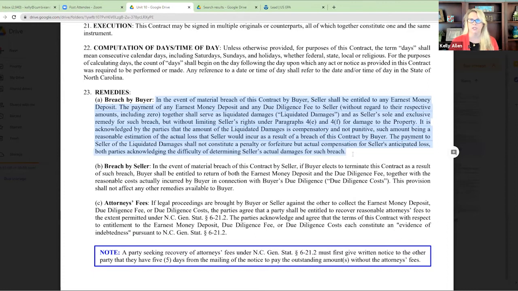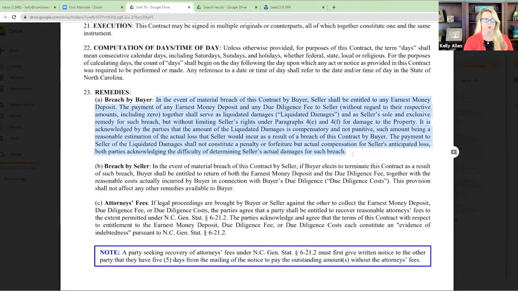That means essentially if the buyer breaches the contract, the seller is only entitled to keep the due diligence fee and the earnest money deposit, period. The seller cannot sue the buyer, nothing. That is it. Now it goes on to say, without limiting the seller's rights under paragraph 4E and 4F for damage to the property, that's insignificant to what we're discussing right this minute about what happens to the money, the earnest money deposit, and the due diligence fee.